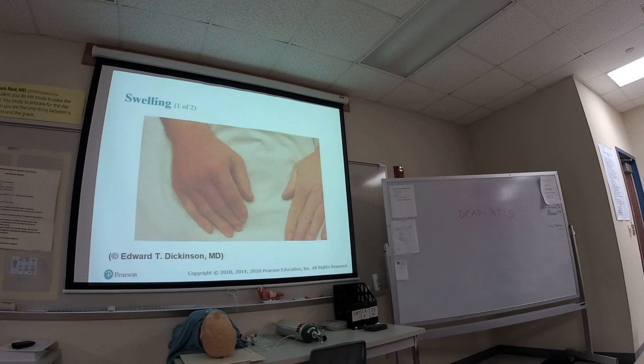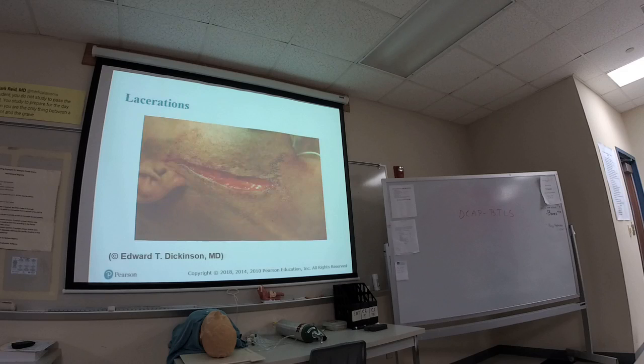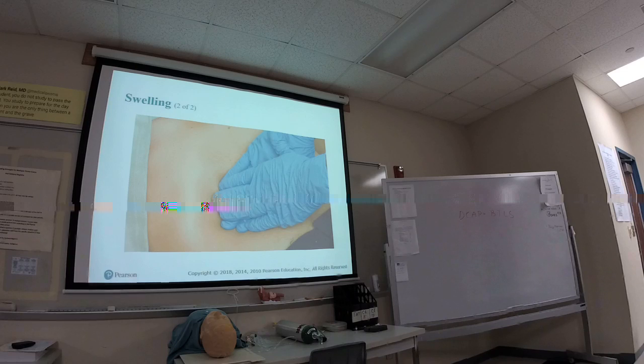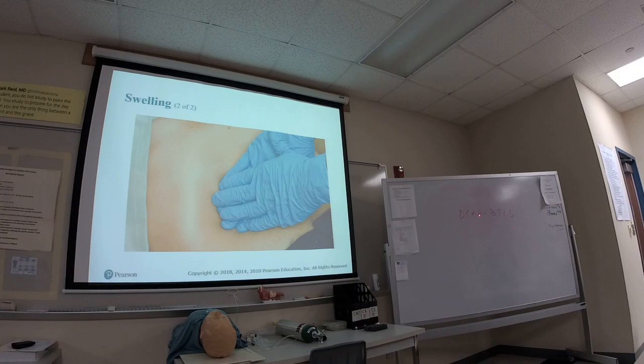They left out the T. Maybe they're not going through that. But the T is for tenderness. Okay, swelling, and then laceration, and then swelling again. I guess I put two swellings in there. That's odd. But DCAP-BTLS is deformities, contusions, abrasions, puncture, burn, tenderness, laceration, swelling.